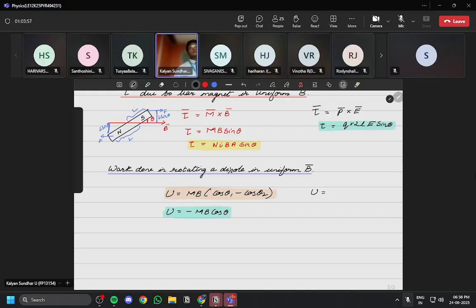Now what about it in terms of the electric field? It will be PE into cos theta 2 minus cos theta 1, or else U is equal to minus PE cos theta. This is in terms of the electric field, a charge in an electric field.